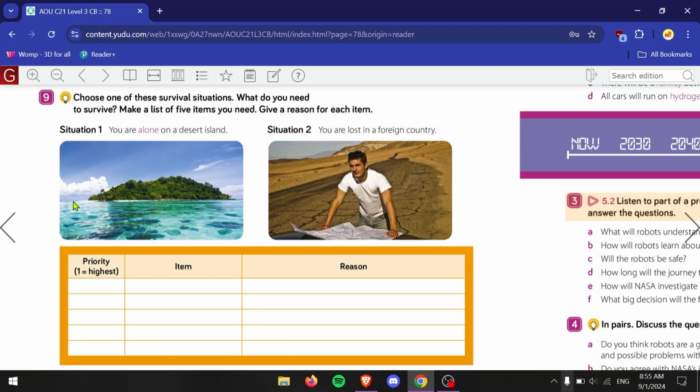For me personally, I'd pick situation 2. You were lost in a foreign country. That would be very interesting. And some of the items that I think I would need to be able to survive would be, first thing is a GPS. I think a GPS is very important. I use a GPS in my own city, so I can't imagine going to a foreign country or foreign city and not having a GPS that shows me where everything is. So a map or GPS device is very important.